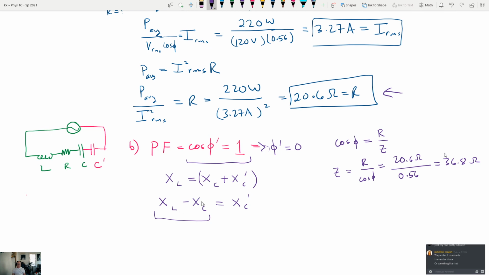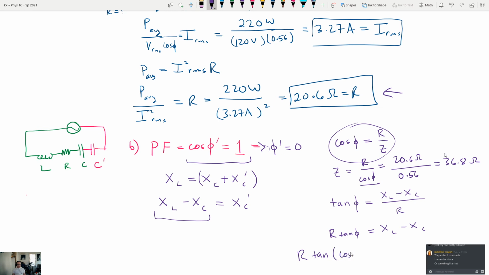So in order to figure out what this quantity needs to be, what we could do is come back here and say, well, if I know what cosine phi is, then I also technically know what tangent phi is, right? And tan phi is equal to XL minus XC divided by R. So even though we don't know the inductance and the capacitance, we can calculate XL minus XC because it's going to be equal to R tan phi. And that is R times the tangent of the arc cosine of R over Z, or the arc cosine of phi, which we already know, because in this case that's equal to 0.56.